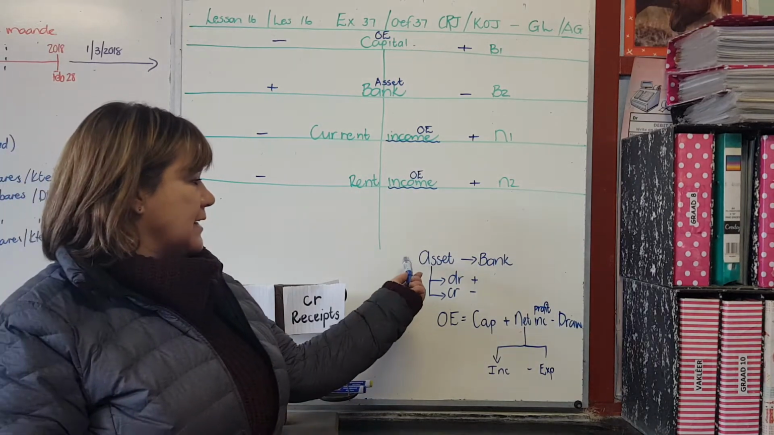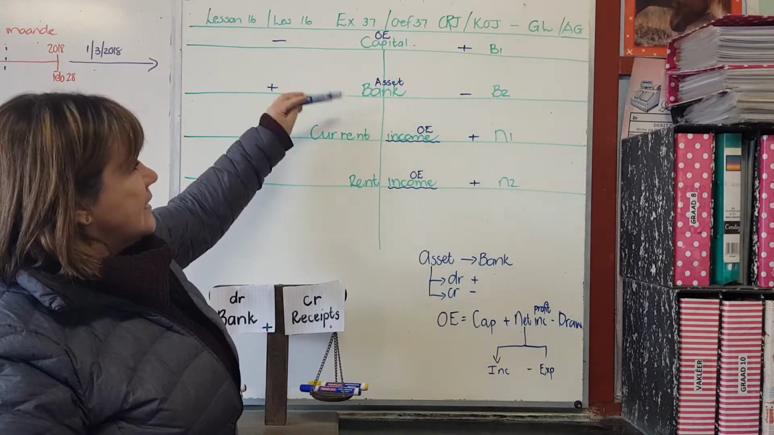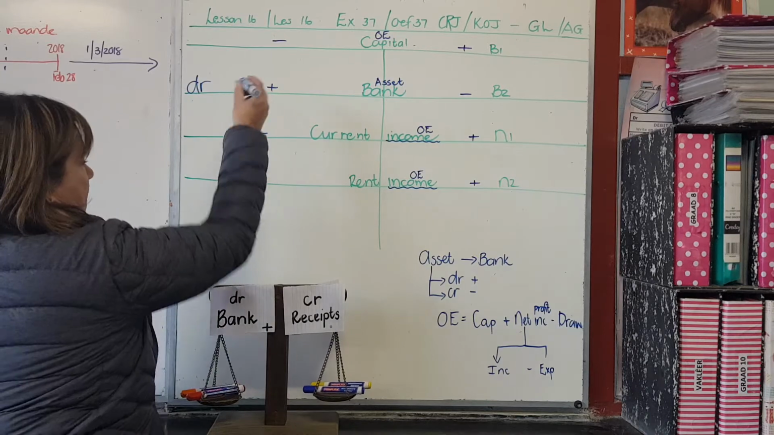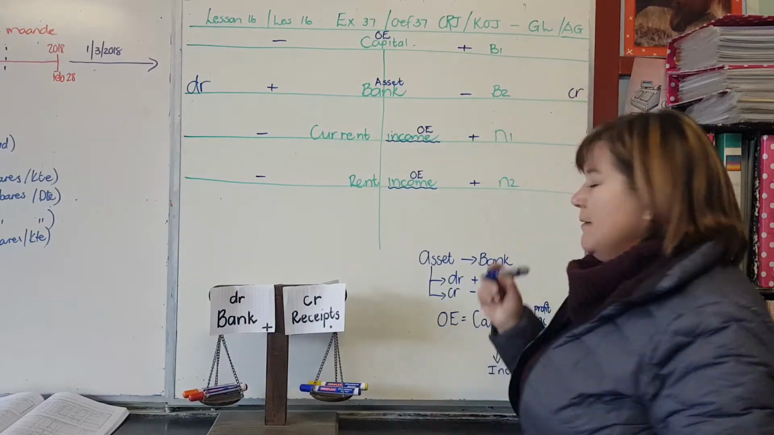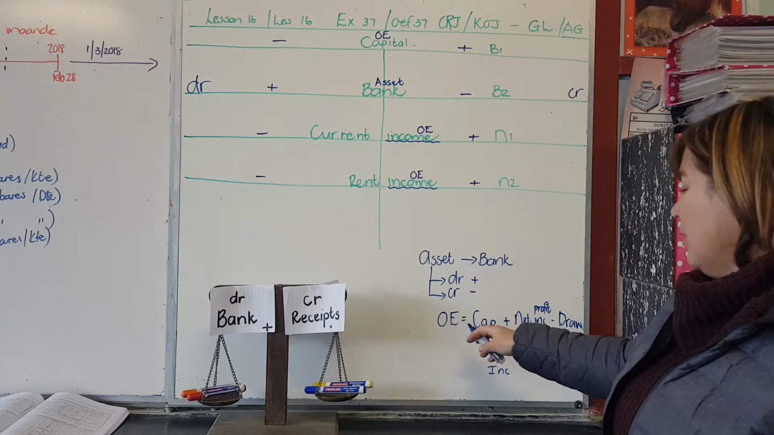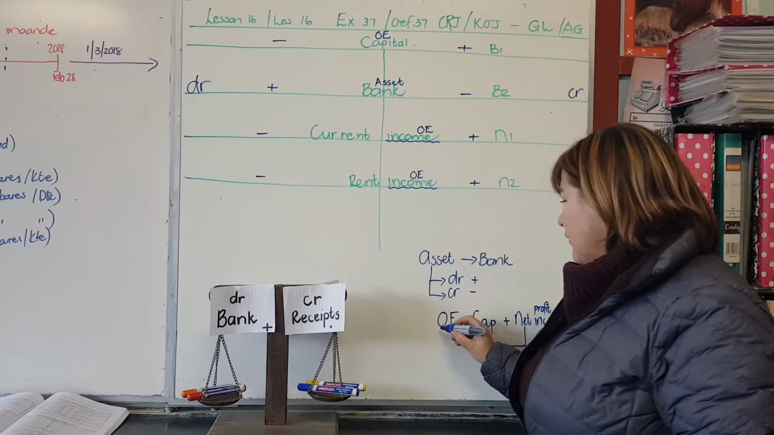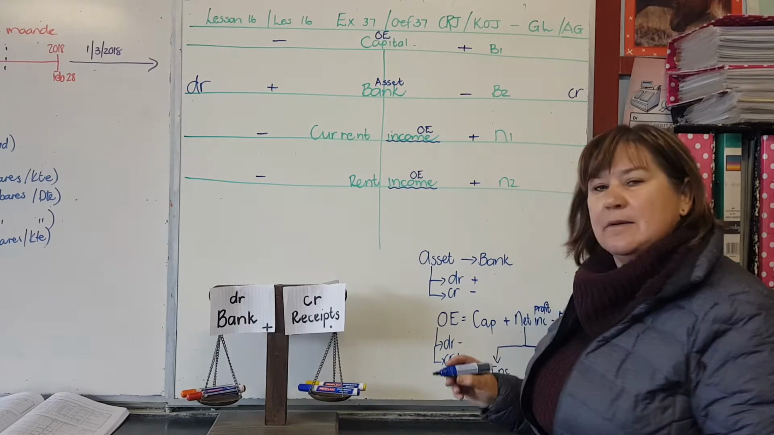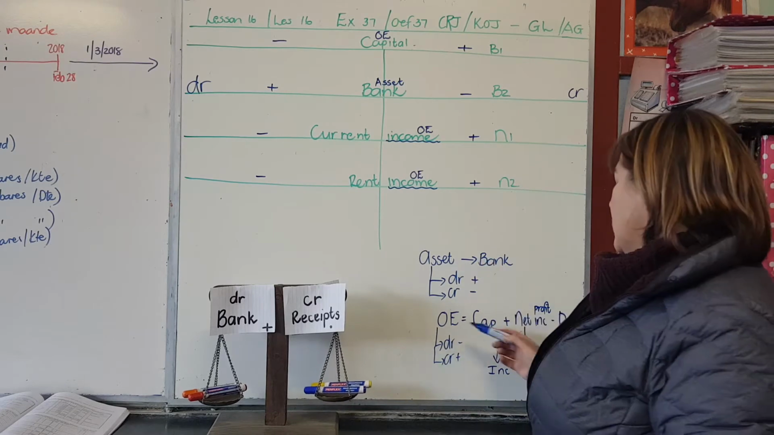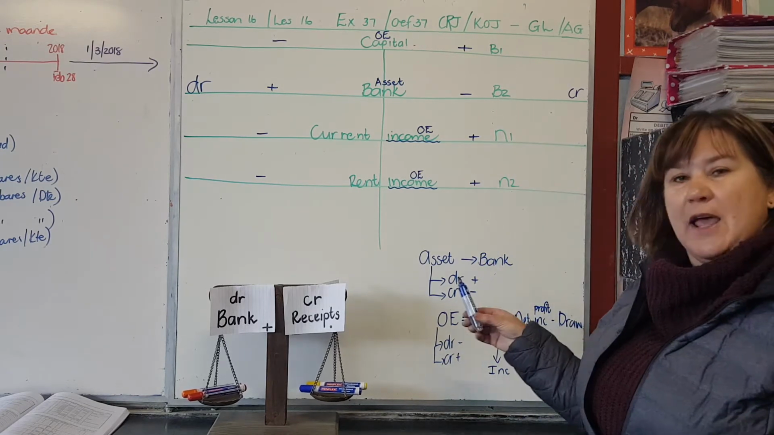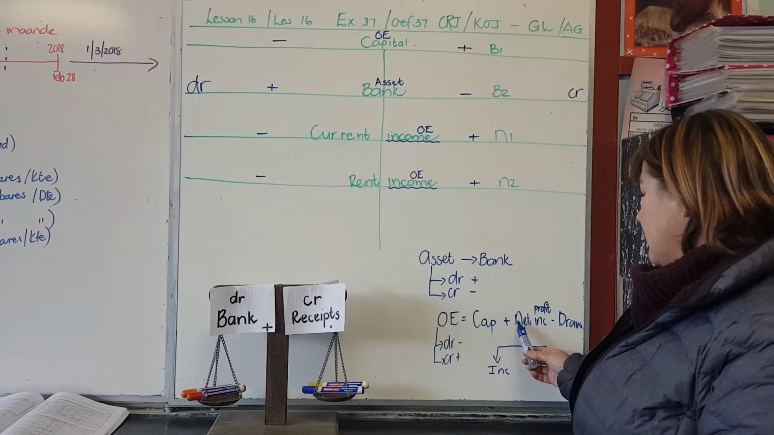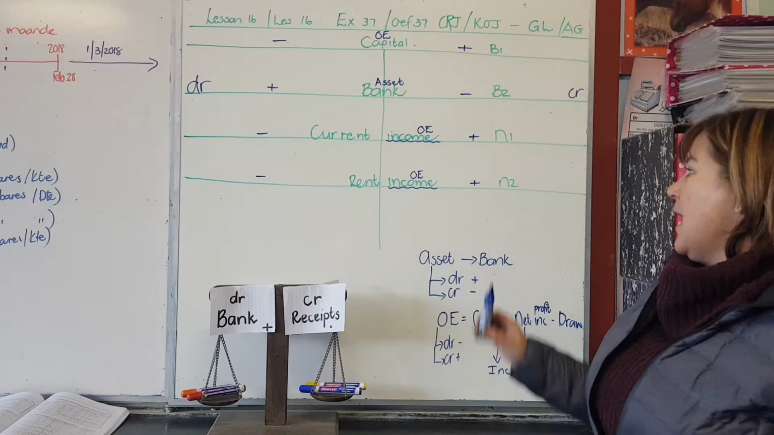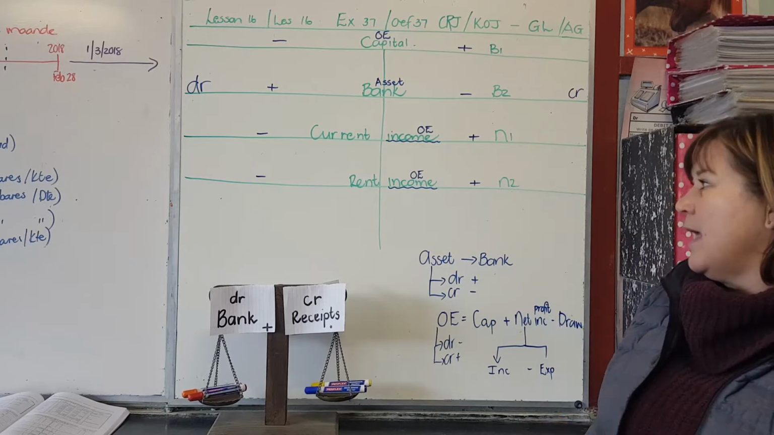Remember, we've got assets, and the only asset in this exercise was bank. Your asset, the debit side, will always be a plus, and your credit side will always be a minus. And then we've got owner's equity capital. Capital's owner's equity, and you have to remember your debit will always be a minus and the credit will always be a plus. Then drawings, but we do not have drawings in this exercise. And then we've got your net profit or net income, and that consists of your income minus your expenditure. And we do have two incomes, current income and rent income.